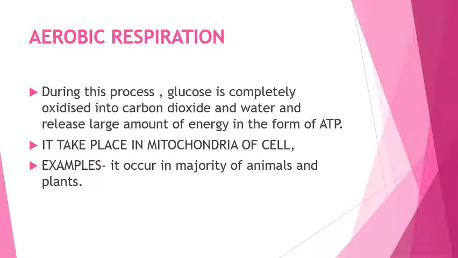First, aerobic respiration. During this process, glucose is completely oxidized into carbon dioxide and water and releases a large amount of energy in the form of ATP. Where does it take place? In the mitochondria of the cell. Examples are the majority of animals and plants. We human beings also respire through aerobic respiration.